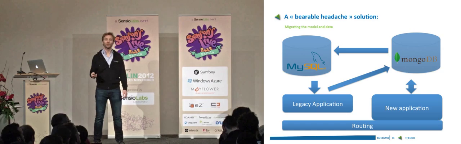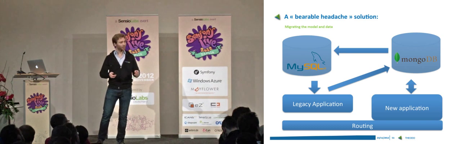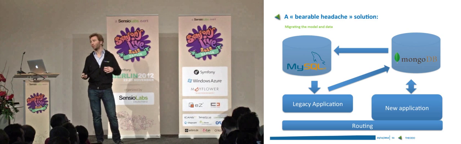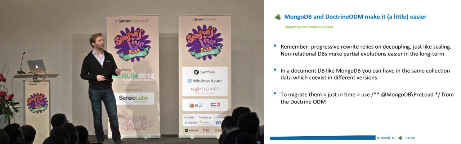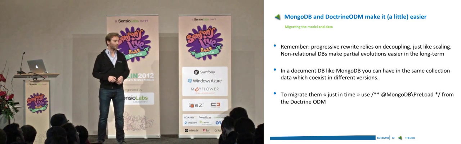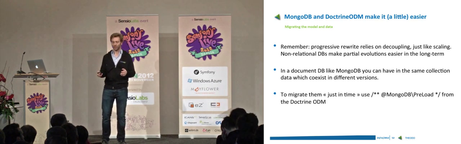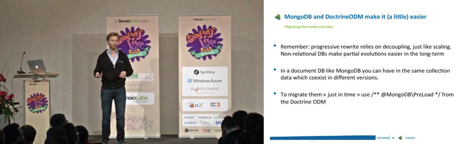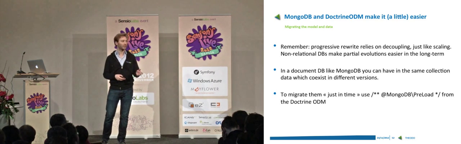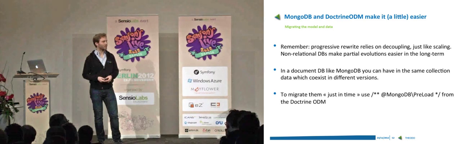And also the really interesting part about a database like MongoDB is that since it's a document database, you can have in the same collection data which coexist in different versions. So what you do in that case is, for example, use the really nice Doctrine ODM preload annotation to migrate just in time. So before loading the data, you check, is it the old version or the new version? And if it's the old version, you rewrite it, you save it, and you give it to the application. So this way you can do what I call just-in-time migration, which is quite interesting.